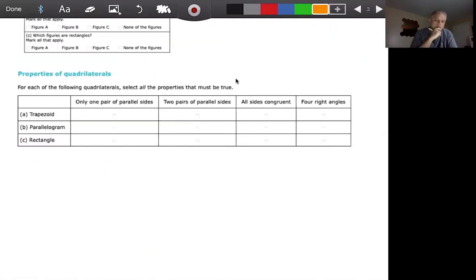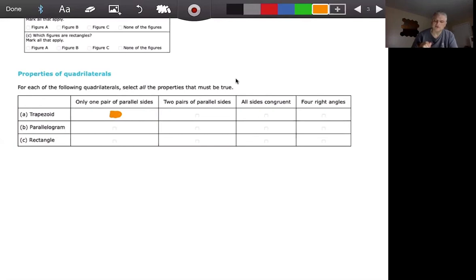Moving on. Properties of quadrilaterals. Okay, some of this we don't need to talk a whole lot more about. We'll just get through it here, shall we? So a trapezoid. Only one pair of parallel sides. That is the definition of a trapezoid, folks. That's exactly what it is. 2 pairs of parallel sides. Well, if it only has 1 pair, it can't be 2 pair.